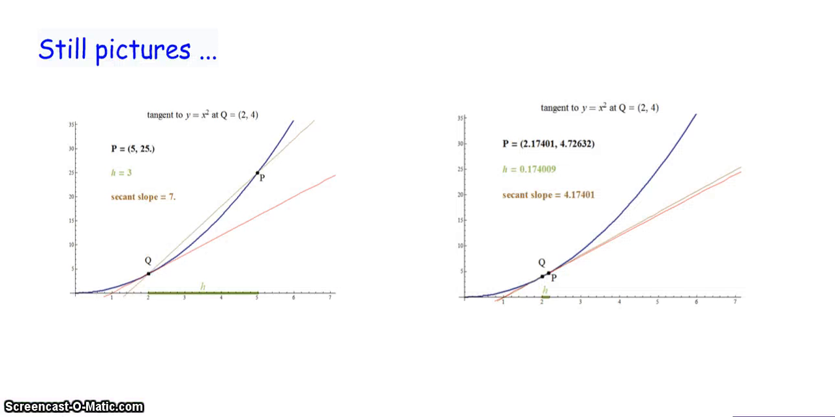But really what's happening here is that we have our point P, right? And as we move P closer and closer and closer to Q, this distance h is going to close in. And now, instead of having a secant line, we get closer to having a tangent line.